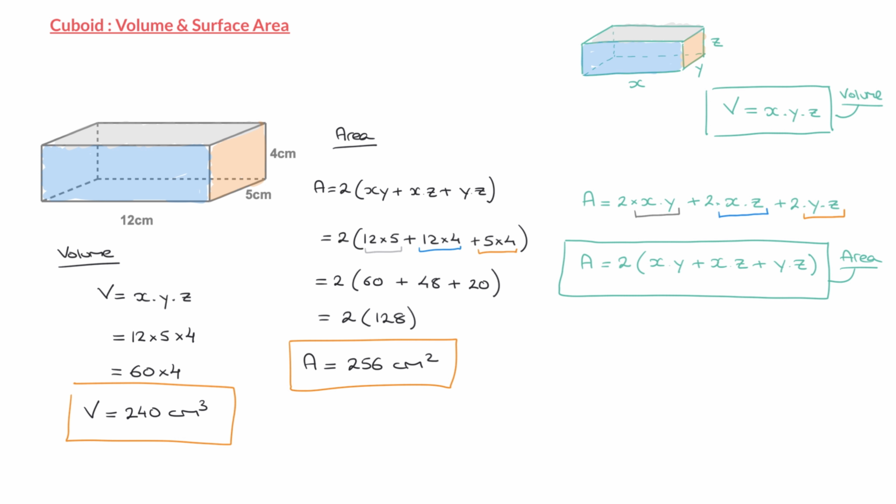And there we go. We now know how to calculate the volume as well as the surface area of a cuboid.